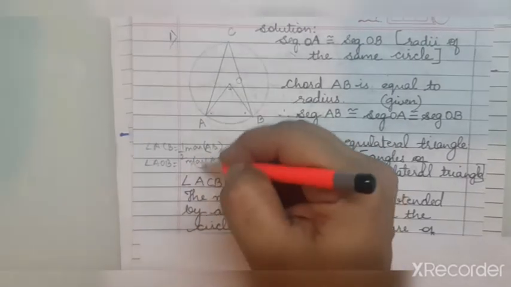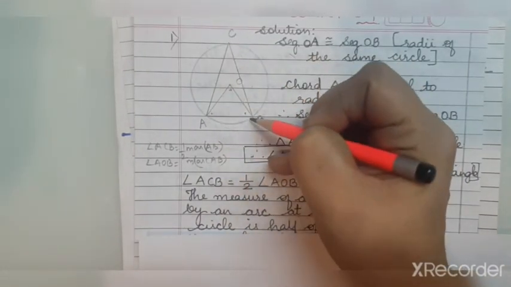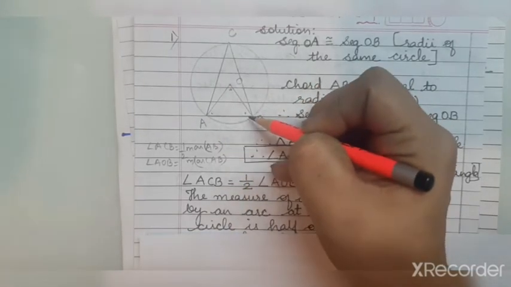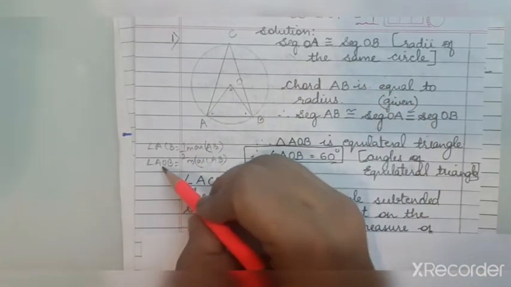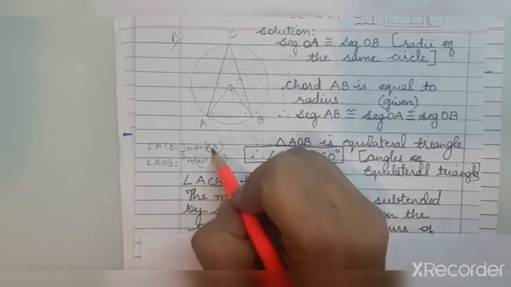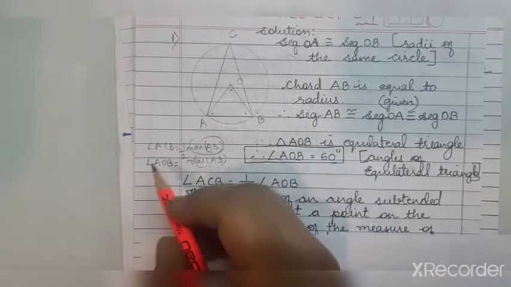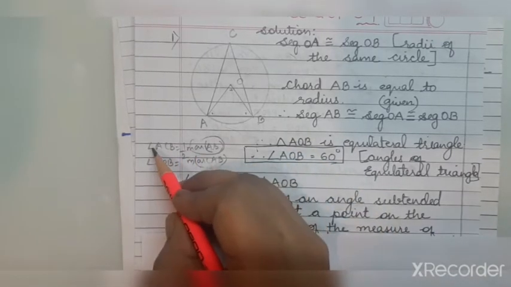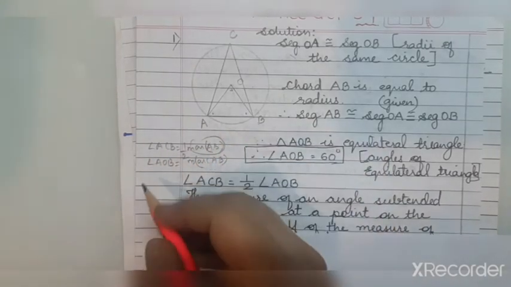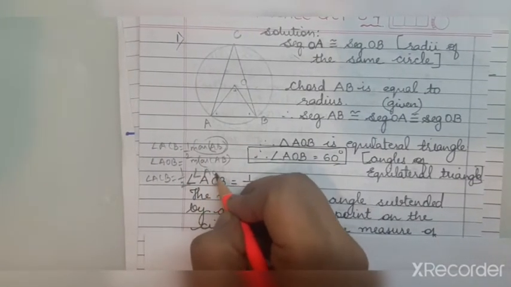Okay, so two properties here. Inscribed angle theorem: angle ACB is half of arc AB. And second, the definition of minor arc: angle AOB is equal to arc AB. Now if angle AOB is equal to measure of arc AB, then instead of this AB we can write angle AOB. Clear? So in this inscribed angle theorem, angle ACB is equal to half of angle AOB.